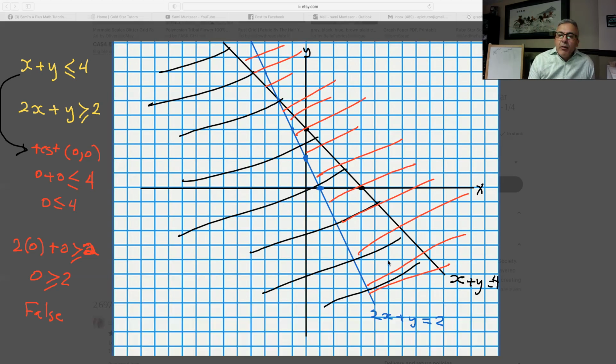The common area where both of them are shaded is in this little piece right here. And therefore your shading must be, I'm just going to shade. So the shading should be just in this area, where the two shadings intersect. And I'm just going to get rid of the rest.